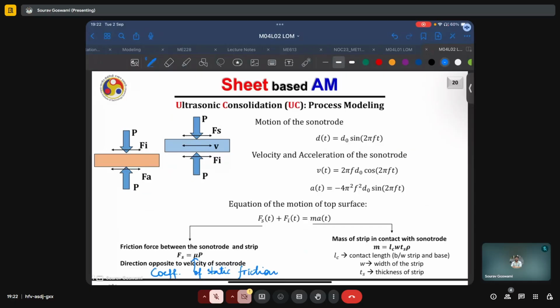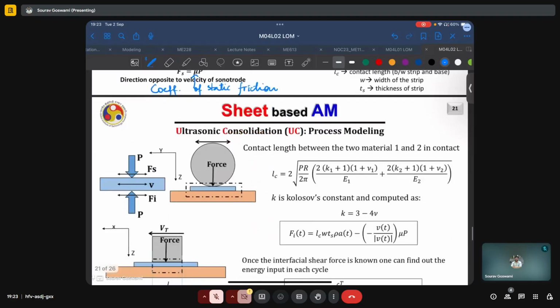The mass of strip in contact with sonotrode, M, is obtained as Lc W Ts rho, where Lc is the contact length between the strip and the base, W is the width of the strip, and Ts is the thickness of the strip, rho being the density. Then the contact length between the two materials 1 and 2 in contact, we obtained as shown here.